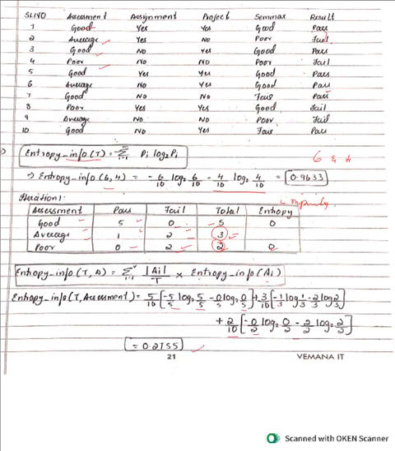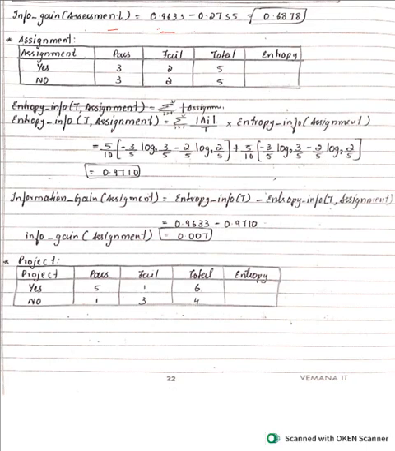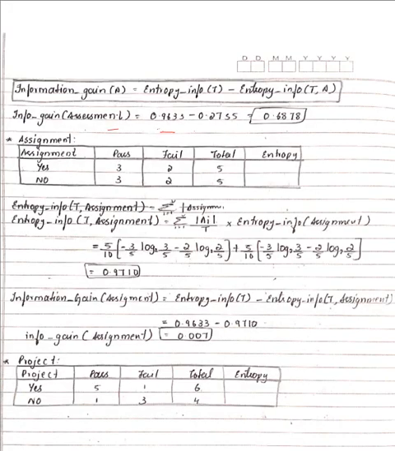See here, 0.9633. This is the entire entropy of the 10 samples. This minus the entropy of the assessment will give you the gain. Entropy of the attribute will give you the information gain. So you will get the information gain as 0.6878. Okay guys, so 0.6878 is our information gain.